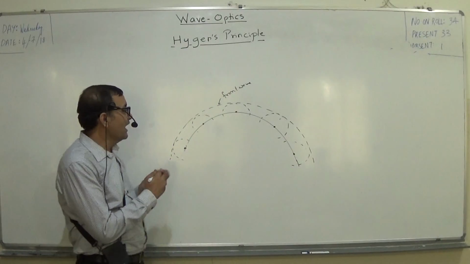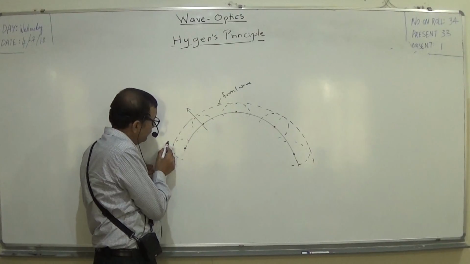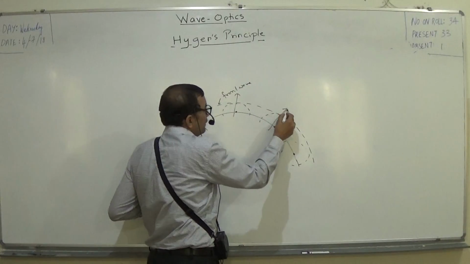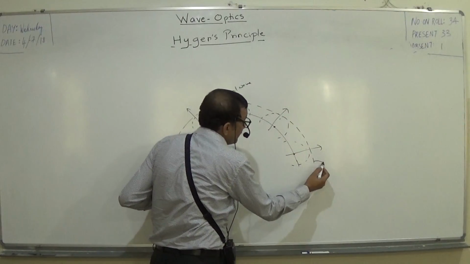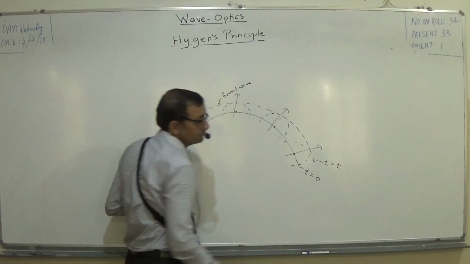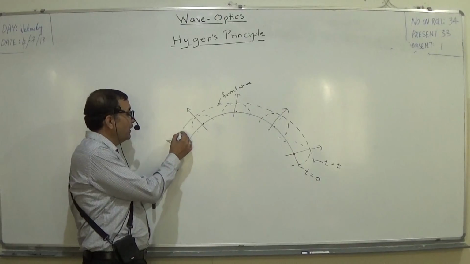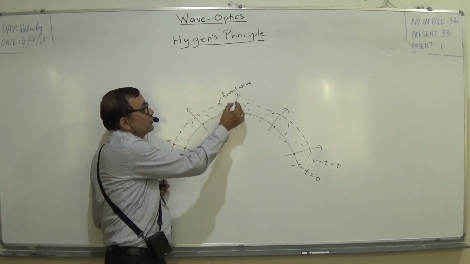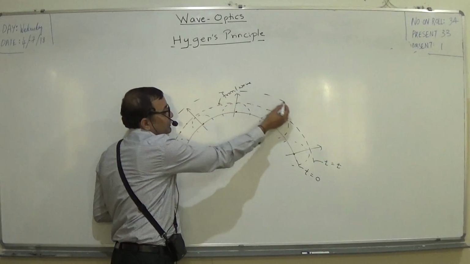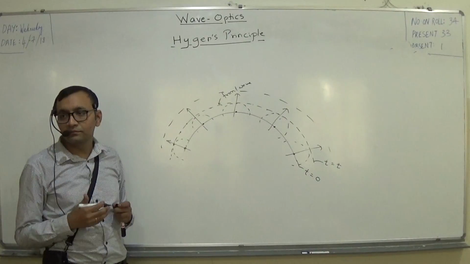Getting it? And the direction of velocity of the wave will be perpendicular to the wavefront, like this. So now this becomes the new wavefront at t equal to t, and this is at t equal to 0. Getting it? Now what will happen? Each point on this wavefront will become a source, and we'll just keep on going like this. Fine? Any doubt?